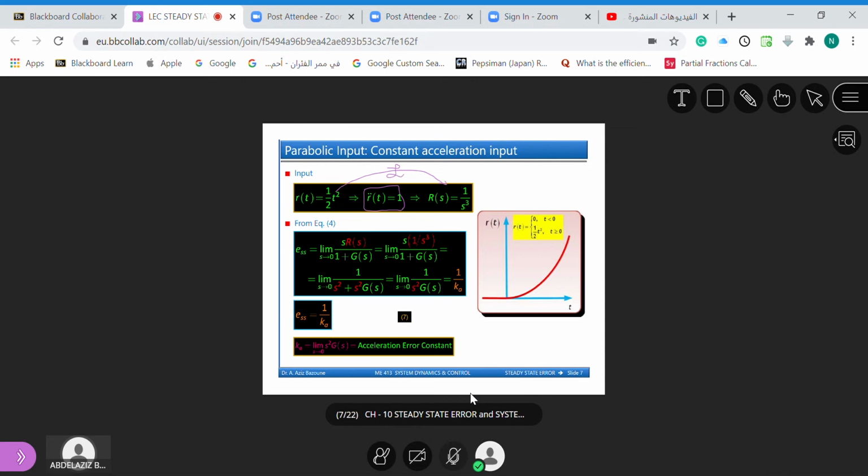Now we take similarly the steady state error, which will be the limit as s goes to 0 of s R(s) over 1 plus G(s). R(s) is 1 over s cubed. You simplify s here with s cubed here, and you will have a remaining s squared. This s squared will come to the denominator, so it will be 1 over s squared plus s squared G(s). In this limit, the first term will go to 0, but the second we just leave as is, and we call it Ka.